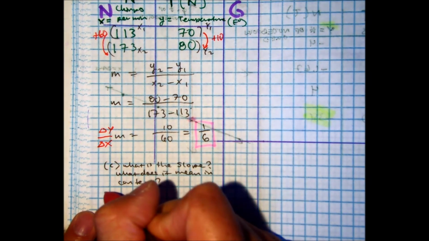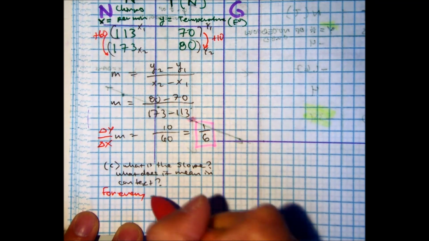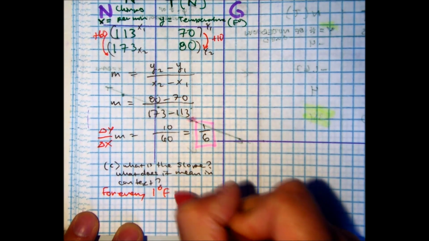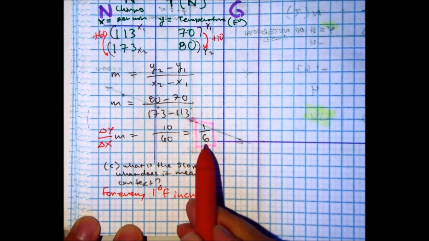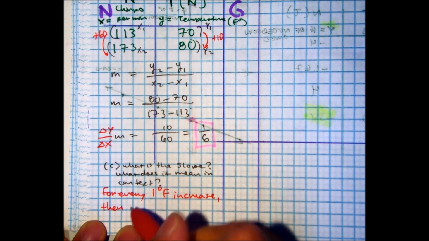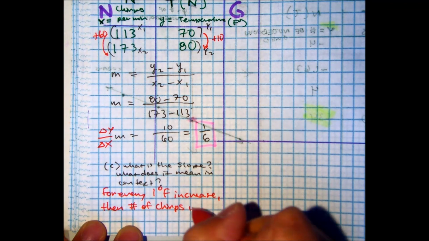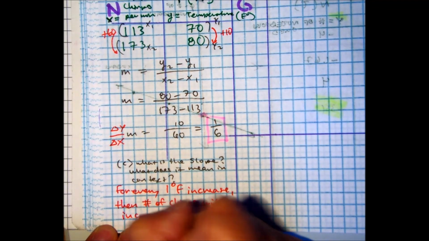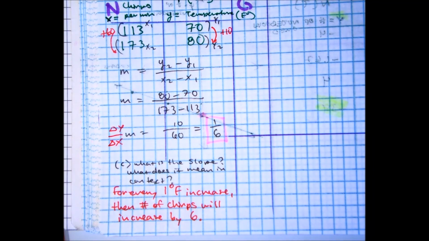So this is a positive, right? So we can write for every 1 degree Fahrenheit increase, then what do we expect on the x values? What are the x values? Chirps. Then we expect the number of chirps will increase by how many? Number of chirps will increase by 6. That's what our slope represents.